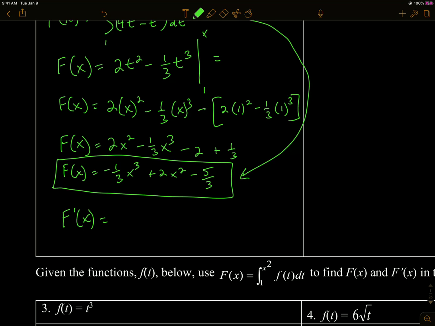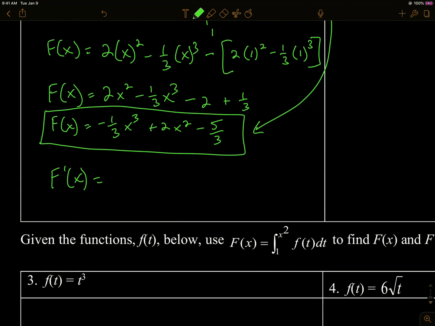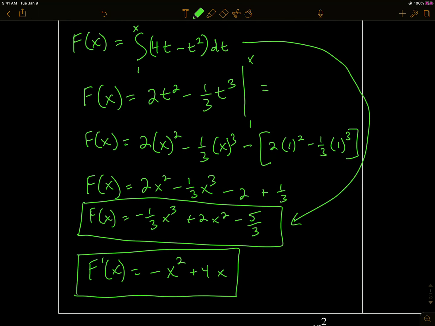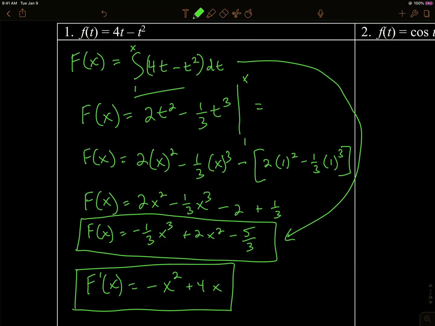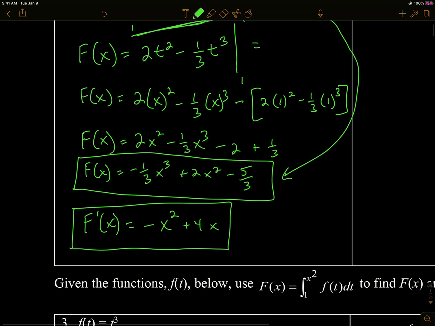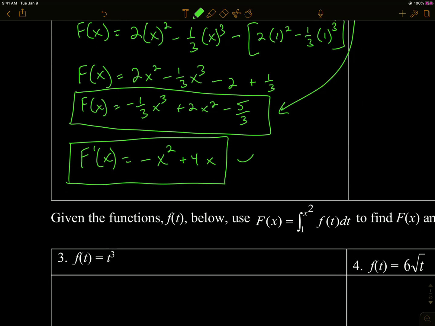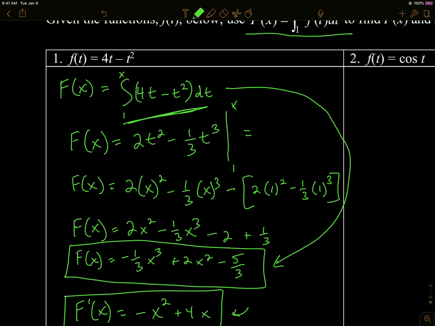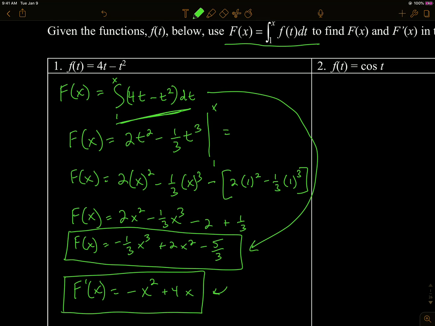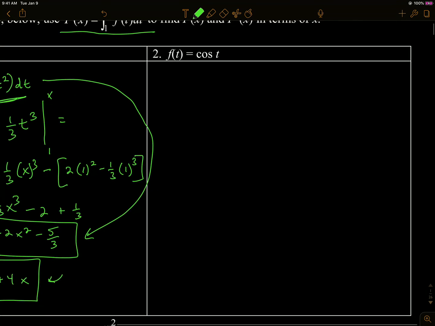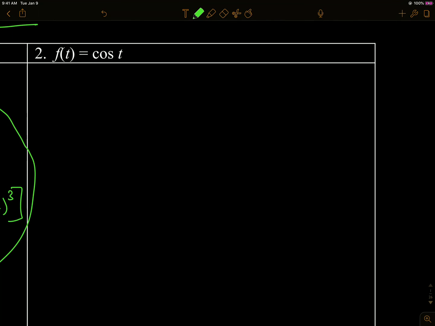And now they want what's F prime of x. If I take the derivative of this, I get negative x squared plus 4x. So essentially, F was defined as an integral. If I integrate a function and then take its derivative, we're looking for a pattern of what's going to happen. There might be a faster way to do it. Let's look at the next one.